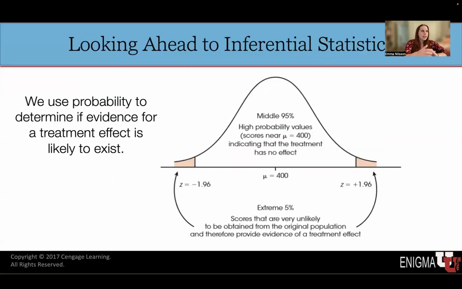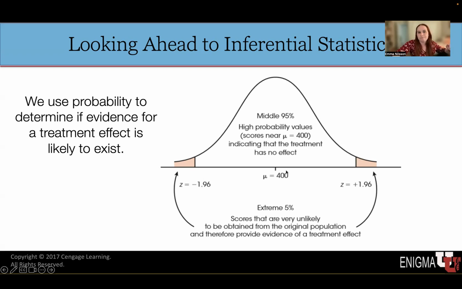Okay, here is an example of how we would apply this idea in research using inferential statistics. We're hopping ahead a little bit, but we are going to use probability to determine if evidence for a treatment effect is likely to exist. And the way that we do that is we say, under the normal distribution, about 95% of our results for any sample, any population, are going to be within these two markers. The z-score can change. It's not always negative 1.96, but usually it is.